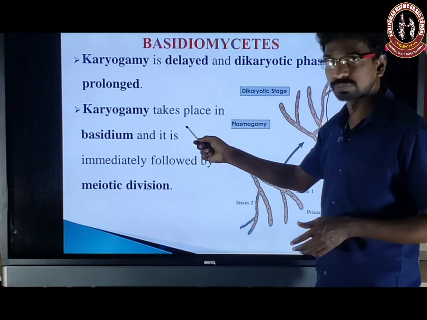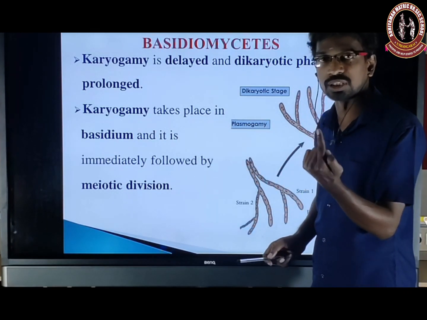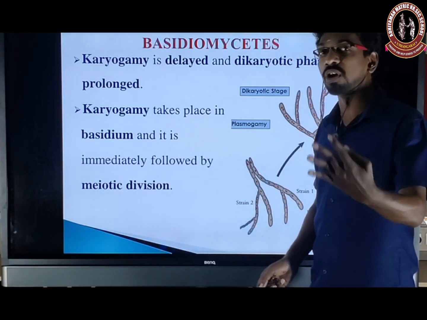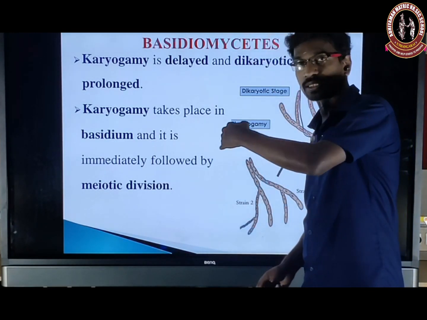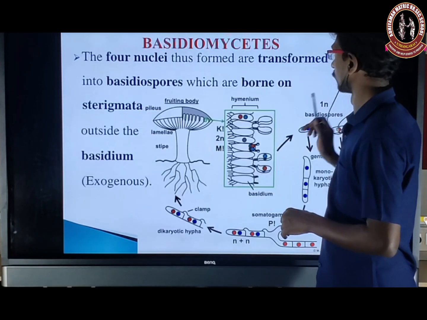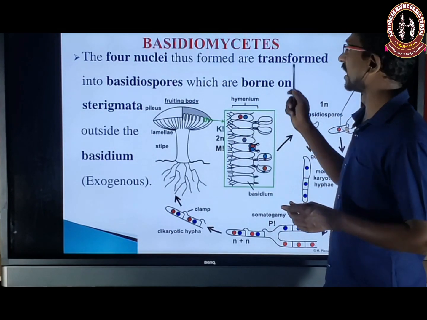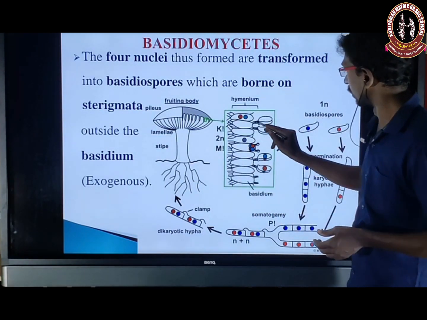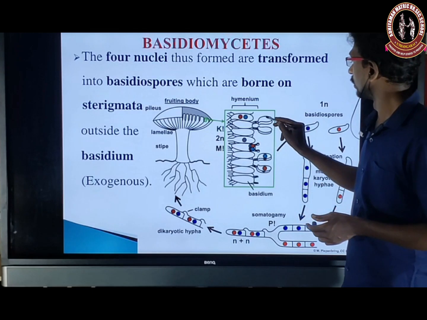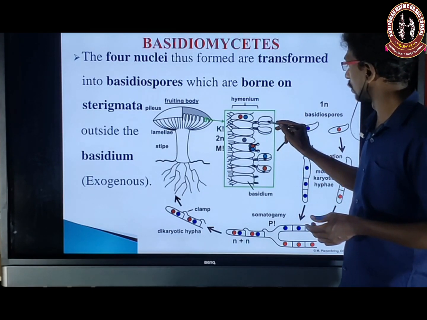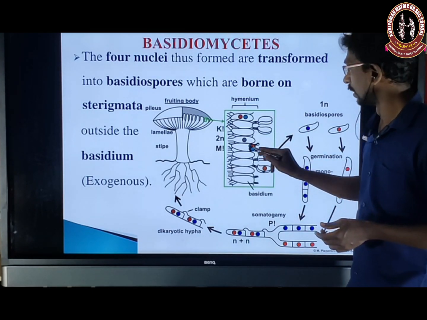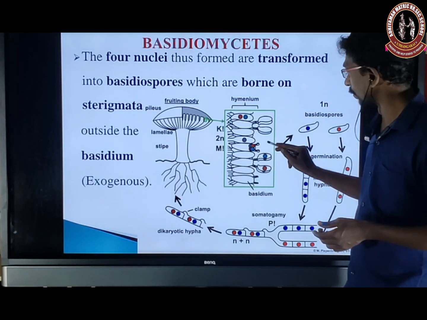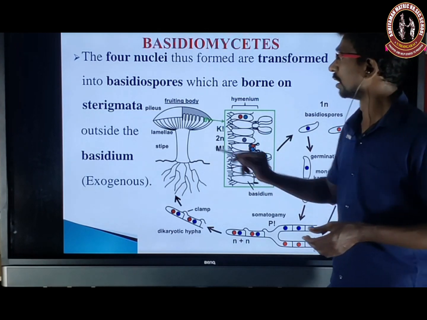Karyogamy occurs, and as a zygote a single nucleus is formed. This single nucleus undergoes meiosis to form four nuclei, like in the ascus. So the four nuclei that are formed are transformed into basidiospores, which are borne on the sterigmata. This is the sterigmata. Each is a basidiospore. 1, 2, 3, 4. Four basidiospores are formed.